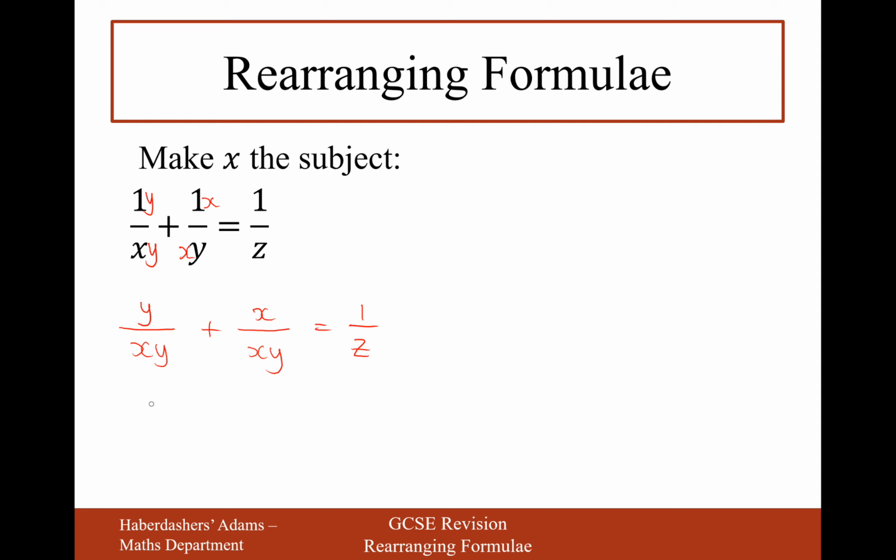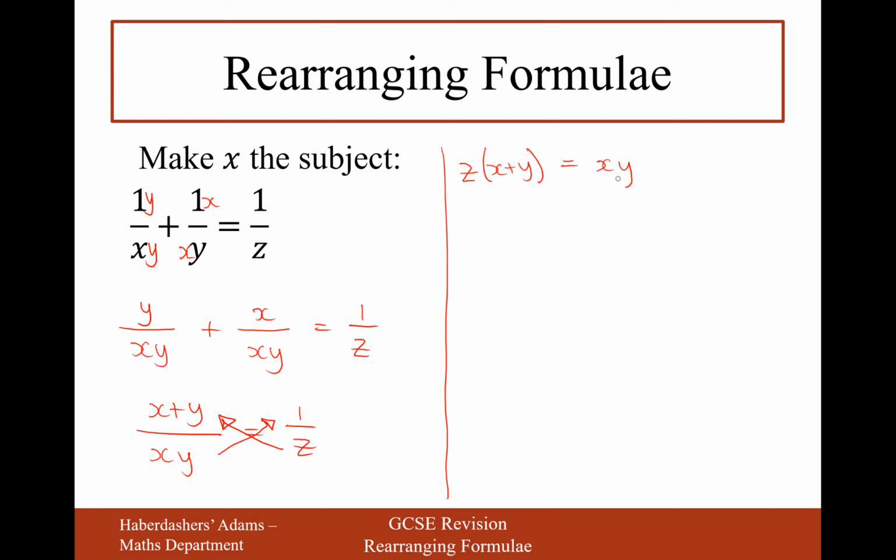Now I can add my fractions together, so it would be x plus y, or y plus x, doesn't matter what order you add things in, over xy equals 1 over z. Then we'll do that cross-multiplying thing. When you've got one fraction on each side, you can cross-multiply like that. So it's going to be in brackets x plus y multiplied by z equals xy. Let's expand the brackets now. xz plus yz equals xy.